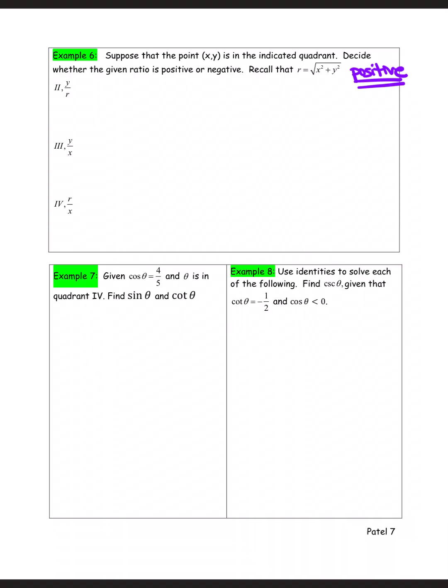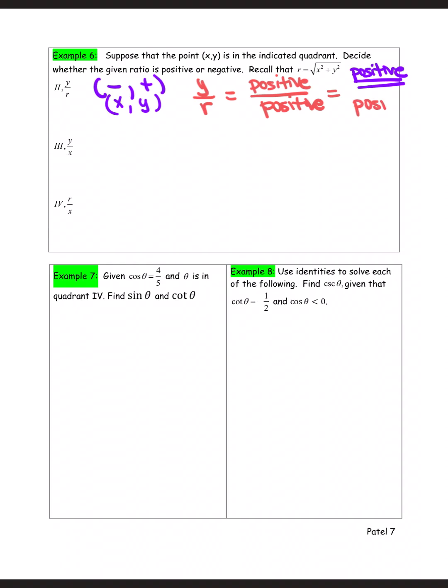So in the first part, it says we're in quadrant 2, which means that x is negative, y is positive. So now we're working with the ratio of y over r. So y is positive, it says, in quadrant 2. And r is always positive. And positive divided by positive is positive. So the ratio y over r will be positive in quadrant 2.